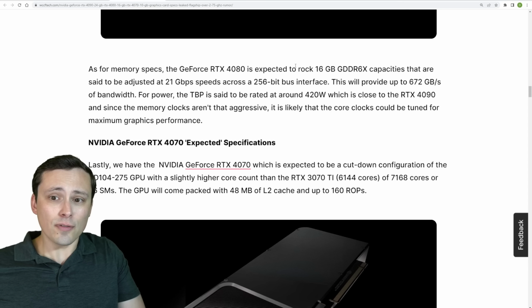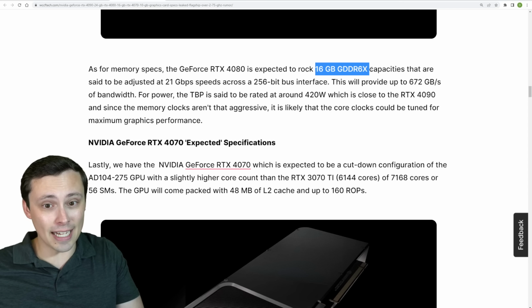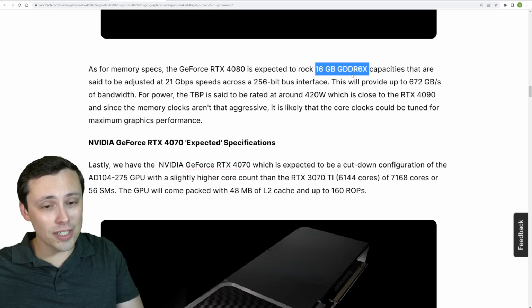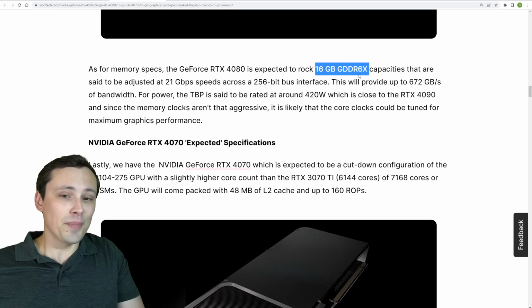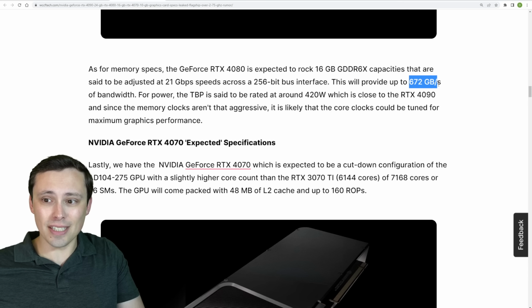So the RTX 4080, we're expecting to see 16 gigabytes of GDDR6X, and I love to see that because we hated the 3080 at only 10 gigabytes of GDDR6X. So it's nice to see, at least in the rumors. Again, I gotta keep mentioning, this is all just rumored, but the rumors point to 16 gigabytes, which is a massive improvement over what we saw last generation. And then the overall specs should get it up to 672 gigabytes per second of bandwidth.